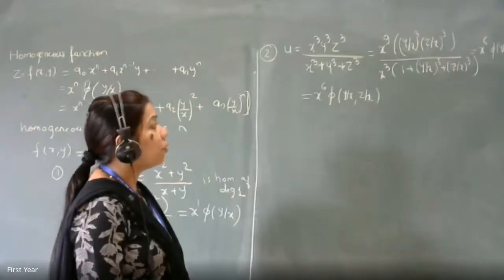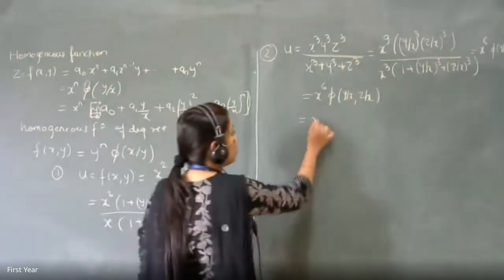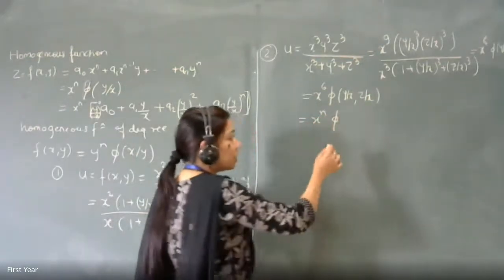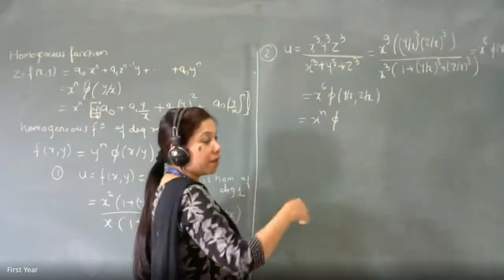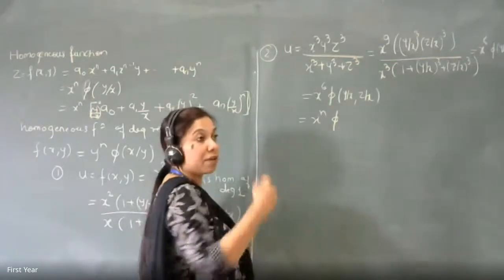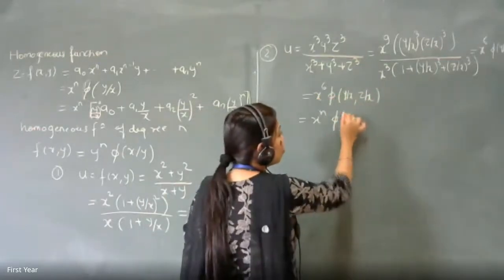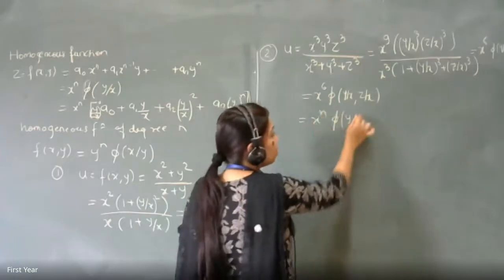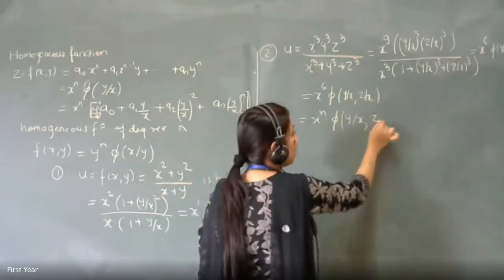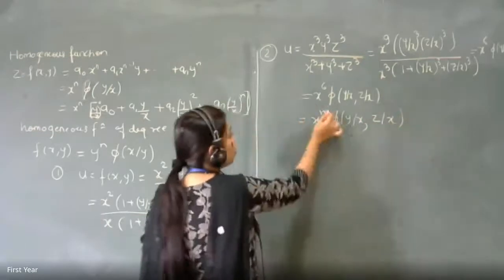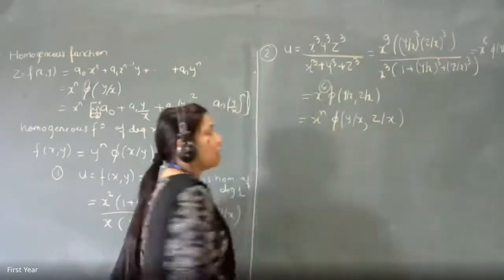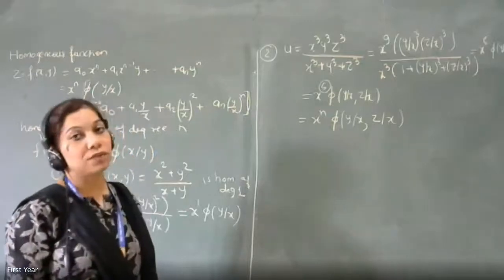Ma'am, how to write the final answer? We are comparing it with the first equation. While writing a homogeneous function, you have to just write it as x to the power n. If there are 2 variables, then you have to write only one variable by another. If there are 3 variables, then you have to write second by first and third by first. So how many variables are there? x, y, and z. So if you're taking x common, then you should be able to write x to the power n phi of y by x comma z by x. Then I said that it is homogeneous of degree n. What is that n over here in this example? 6. So it is a homogeneous function of degree 6.